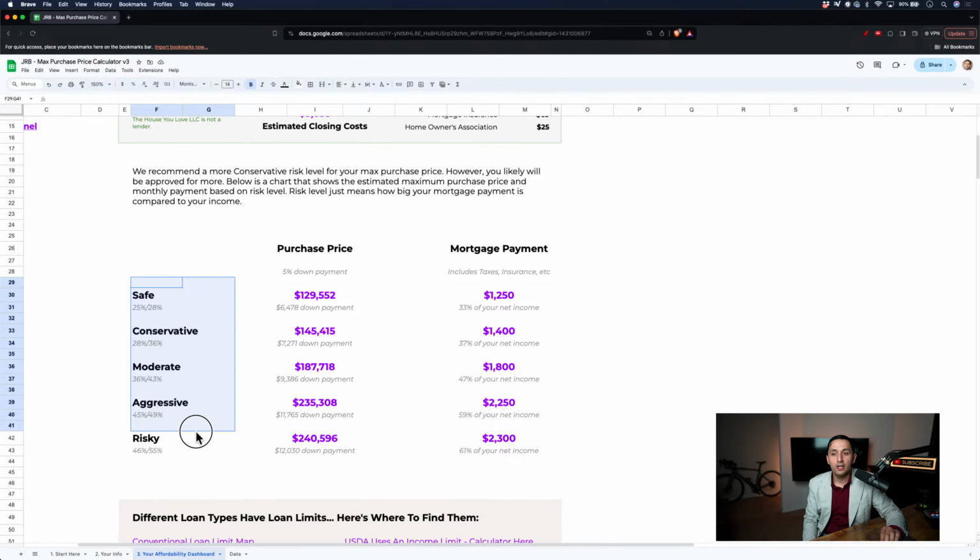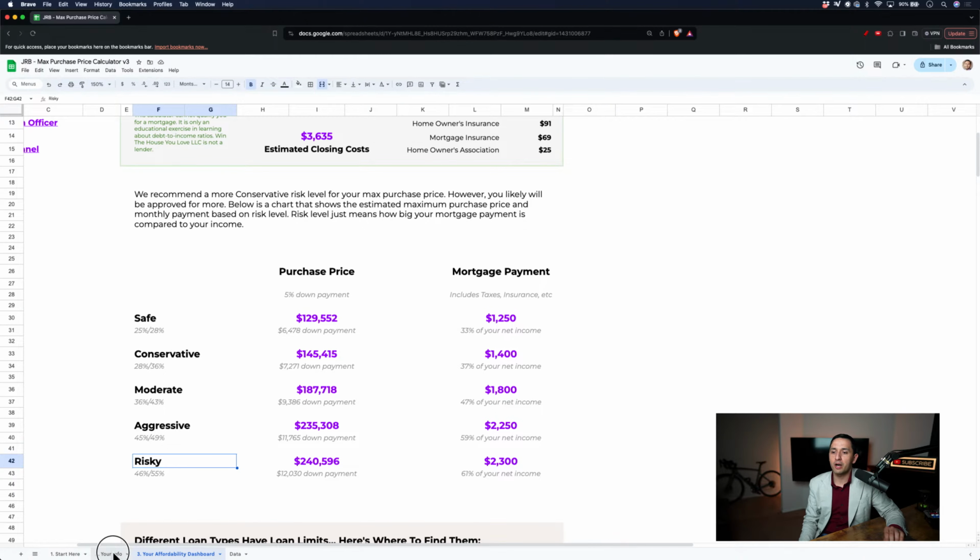So technically, you can qualify for all of these risk levels. It just depends on your risk tolerance, and it also depends on your credit score. So the more aggressive and riskier that you are, the more pristine your credit score needs to be. That's how this is broken down.